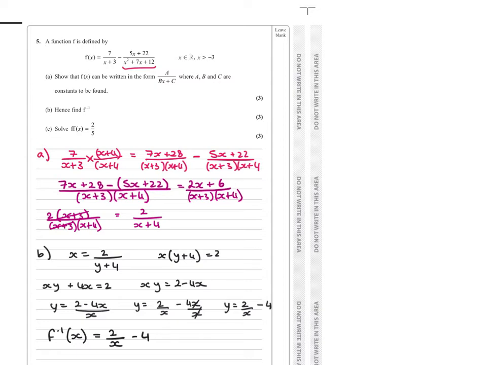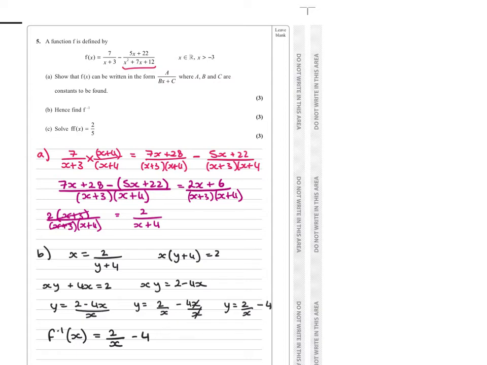Now if I have a look at the mark scheme, you have to fully simplify it. It doesn't state. Now the thing is, this is a sample, this is a specimen. The mark schemes for the specimen aren't as well written as the mark schemes for the question papers, okay? And then part C says, hence solve f of x equals 2 over 5.